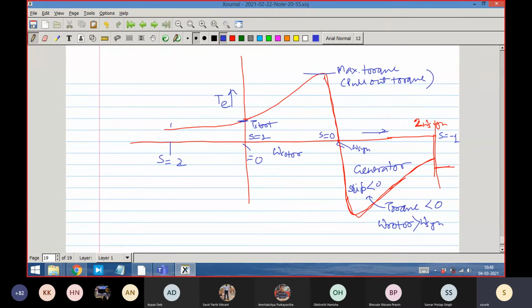So therefore we are plotting in this way. It has a variation that depends upon this. You just have to put the value of slip and calculate, and you will get this characteristic. This is the torque speed characteristic of the induction machine with a constant voltage supply.